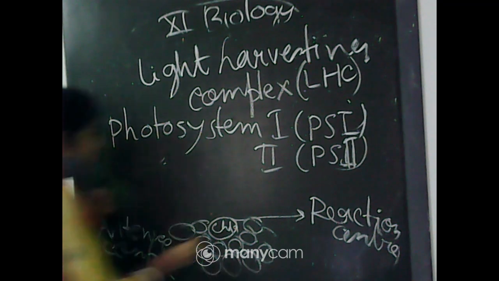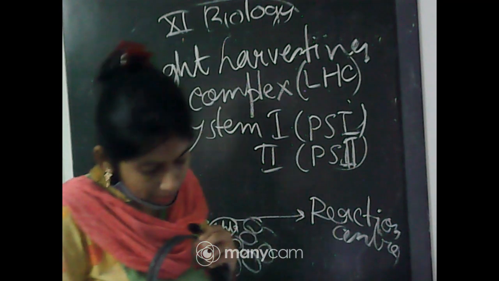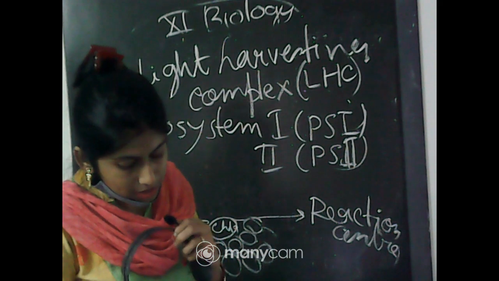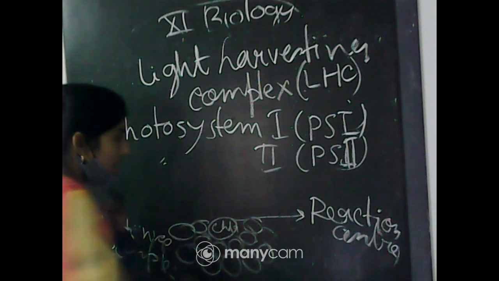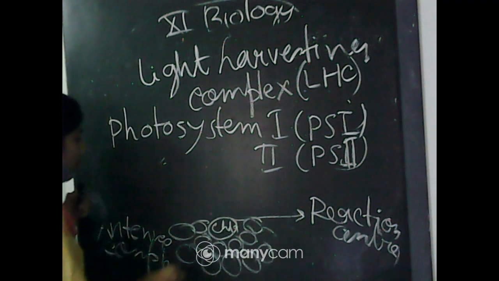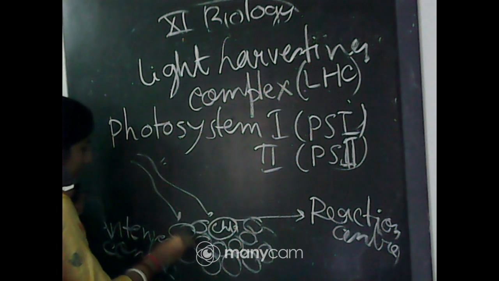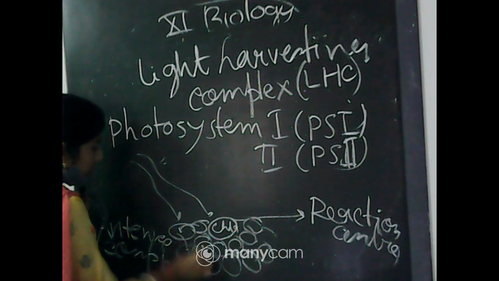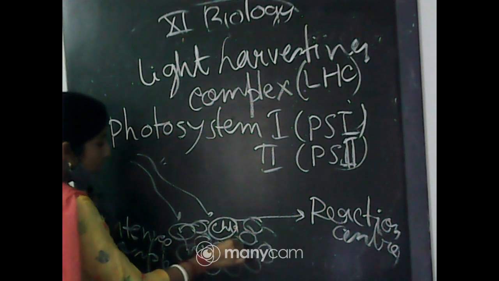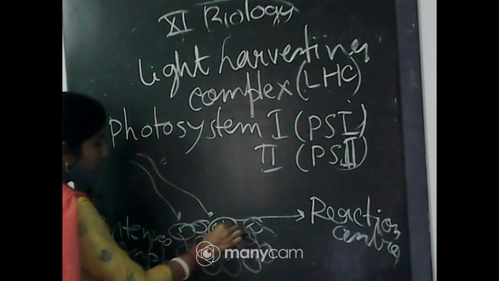I have mentioned that except one chlorophyll A molecule. So this one single chlorophyll A molecule will form the reaction center. What will happen when the sunlight falls? These molecules will get excited and send their energy to the next one. Like that, all the molecules will get excited and pass their energy to the chlorophyll.